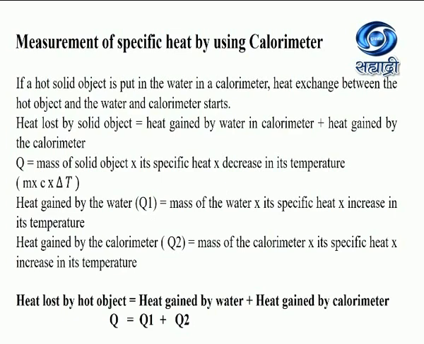Thus, heat lost by hot object is equal to heat gained by water plus heat gained by calorimeter. Q is equal to Q1 plus Q2. If specific heat of water and calorimeter is known, specific heat of solid object can be calculated using the above equation.